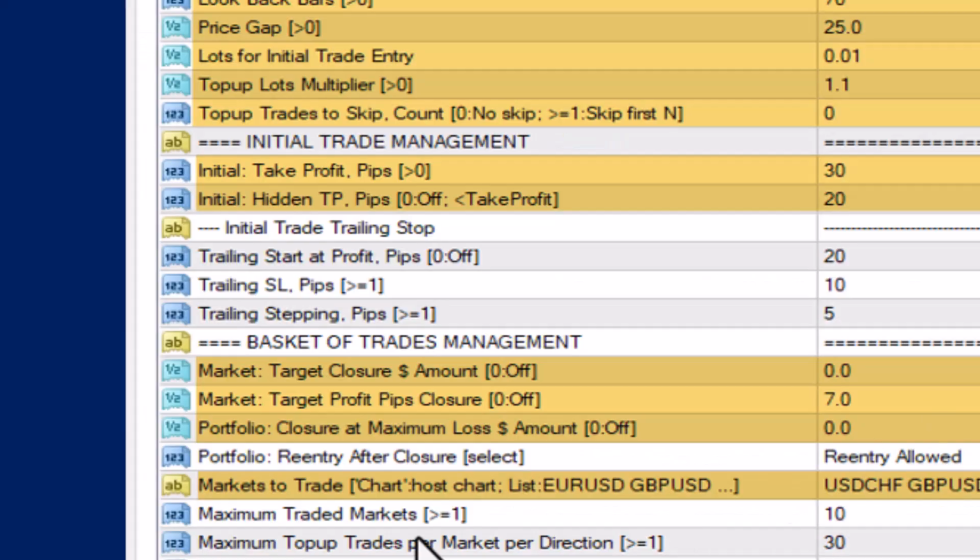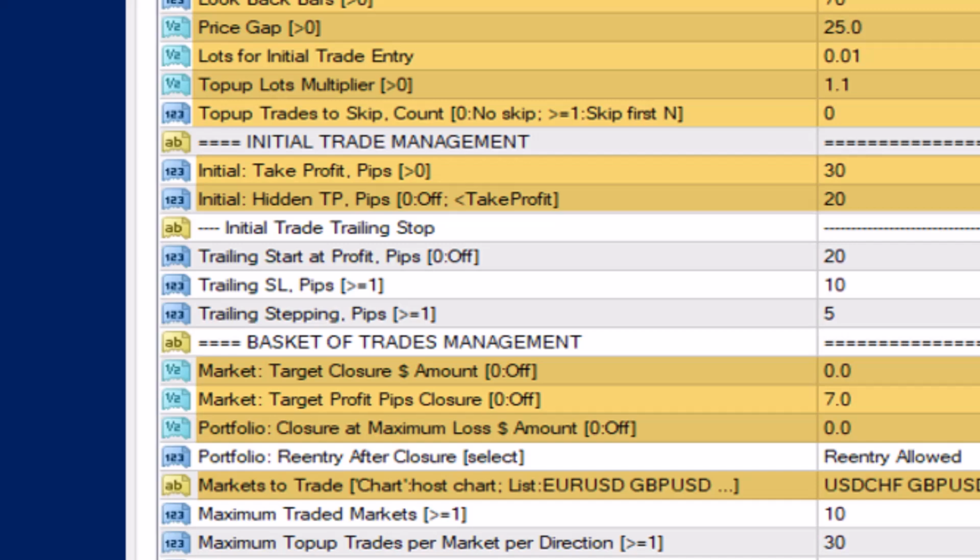All right, so let's have a look at the market closure method. There are two methods that can be used. You can close it by a dollar amount, or you can close it by a pip amount. In other words, once your basket of open trades is up by, let's say, 7 pips, it will close. Or if you put, let's say, $20 in there, once your basket of open trades is up by $20, then close all the deals.